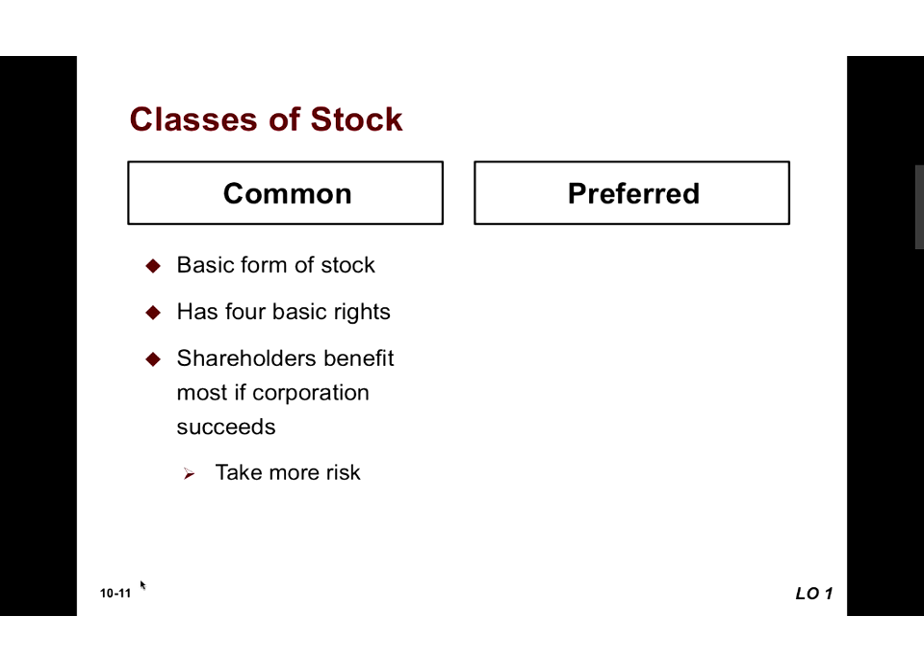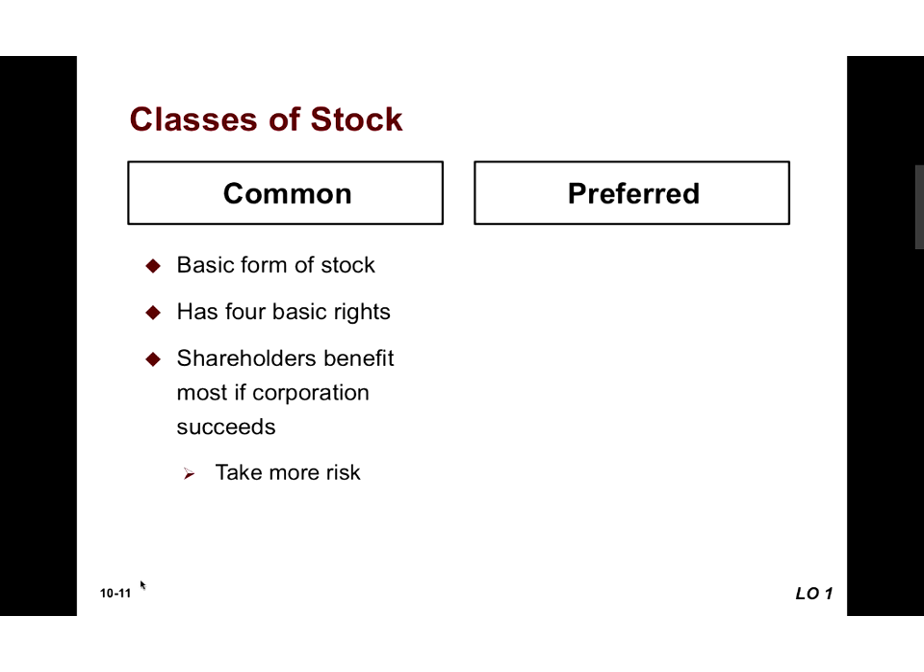Common stock is where you're going to make the most money if the company does well. This is where you take the most risk, but you get the most potential return. Okay, so common stock is the most basic form of stock. This is where you take all the risk, but this is where the potential return lies. Every company will have common stock. It is not possible for a corporation to not have common stock. Common stock is fundamental.